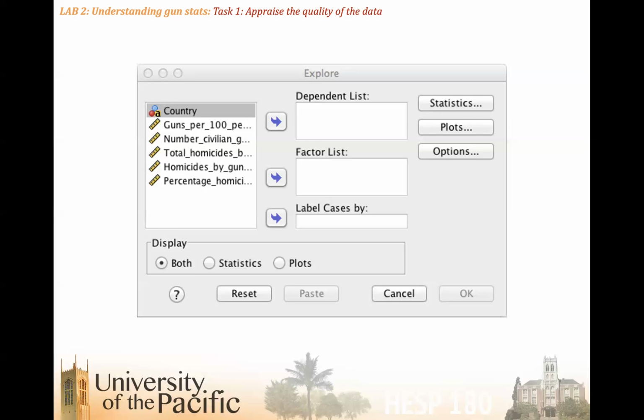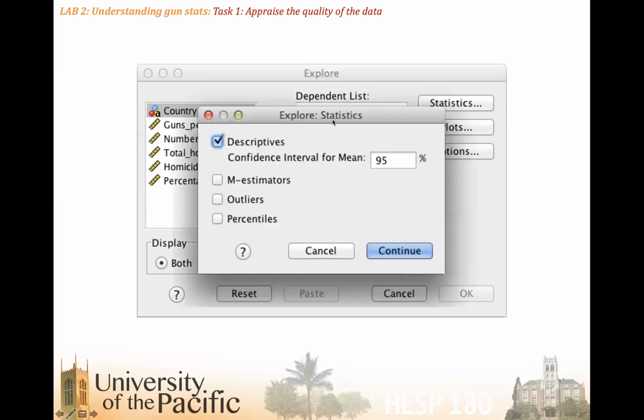You could do countries with a population above X, or below X, and code them as 0 and 1. So you might want to do that for your lab, where you create a new variable. Then, since it's a dichotomous or some sort of ordinal or nominal variable, you can put it in the factor list. Otherwise, just throw everything in the dependent list.